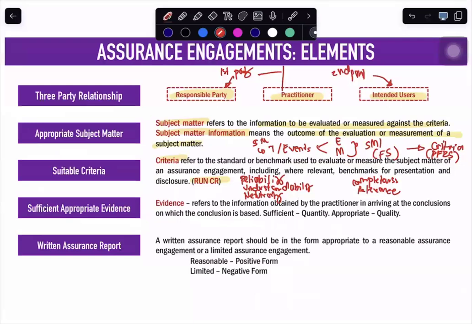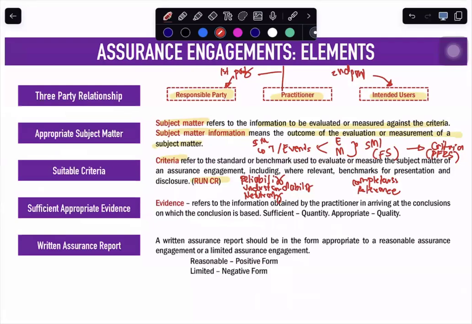Next, we have relevance. That is, it contributes to a conclusion that provides proper decision making, or that would assist the decision making of our intended users. So it is relevant whenever it could contribute to a conclusion that could assist users in making an informed decision.